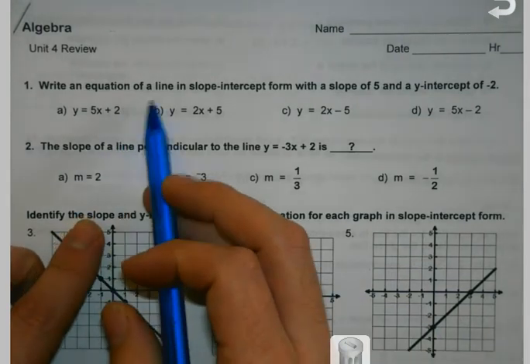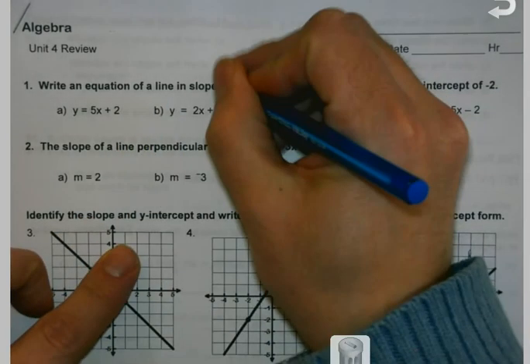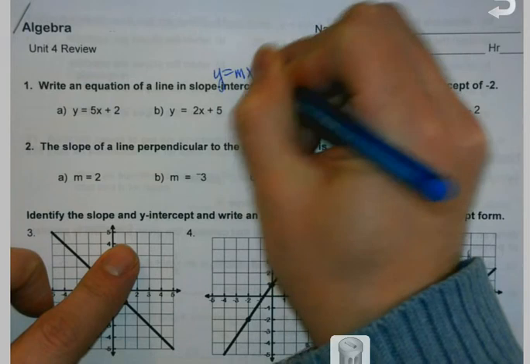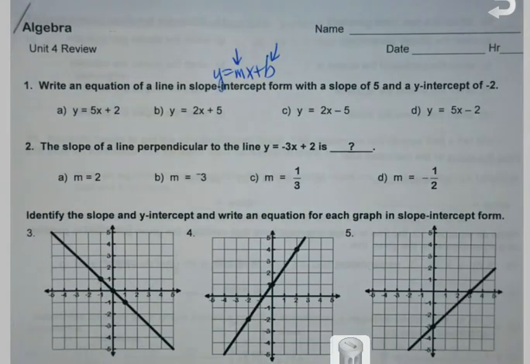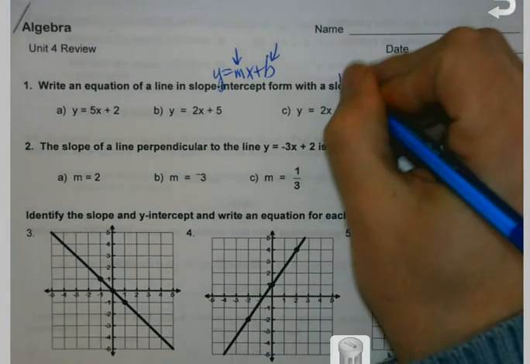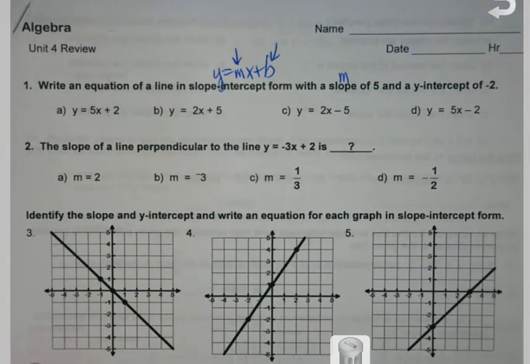So write an equation of a line in slope-intercept form, remember. That's y equals mx plus b. And in the end, those are the two values we're going to need to have plugged in for, with a slope of 5. Remember, my slope is m. And a y-intercept, remember that's b, of -2.